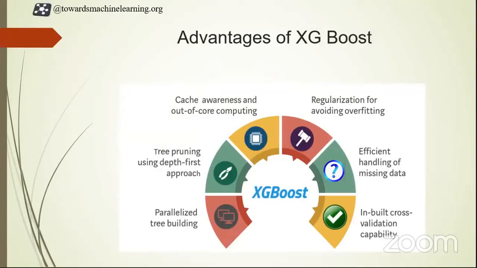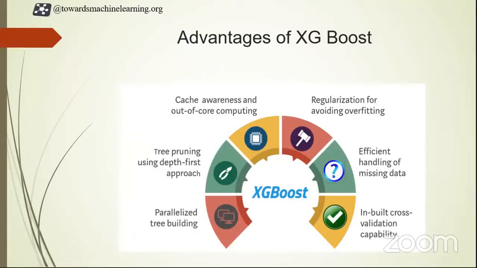We will see certain advantages of the gradient boost. We have various advantages for the gradient boost. It is parallelized tree building, tree pruning using depth first approach, cache awareness, and out of core computing. As you have seen, in gradient boost our memory gets exhausted when we build a large number of trees. So it's very good with cache awareness and out of core computing.